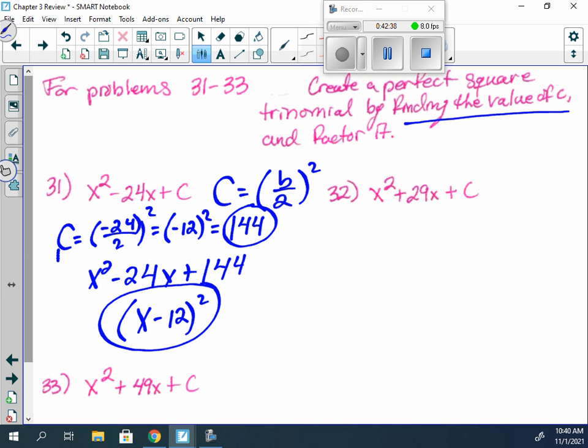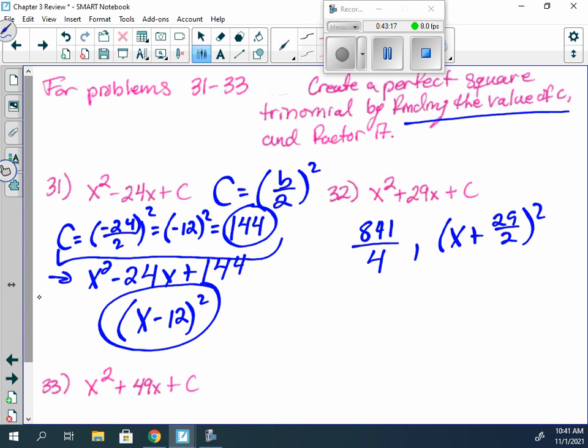Now, if you don't write out this, at least include this. I need C somewhere, okay? Now, if you write out just, so for this here, well, because 29 divided by 2 is 29 over 2. 4, what is, I don't have 29 squared in my head. 841, comma, x plus 29 halves squared. If you want to put it like this here, that's fine.